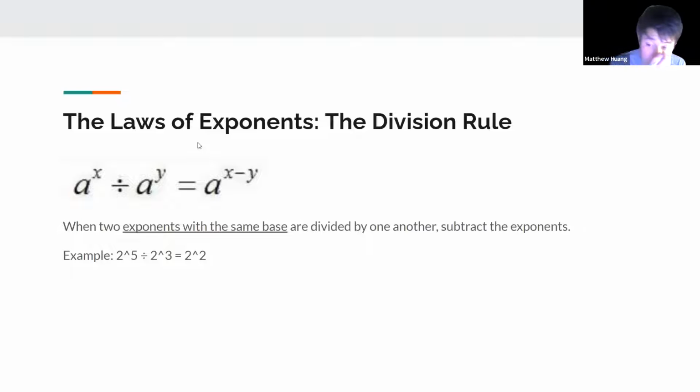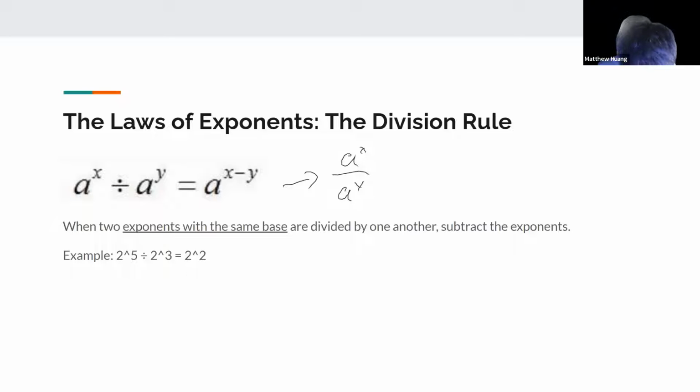So next one is the division rule for the law of exponents. It's pretty similar to the other one, and we just covered the multiplication rule. So when you divide them by one another, you can just subtract the exponents. Another way you can write this is a to the x over a to the y, and they just subtract y from x. It's a lot easier to visualize with this way of writing, but the concept is exactly the same.